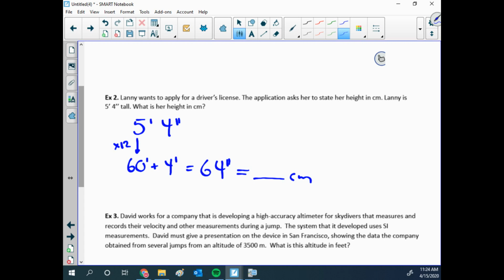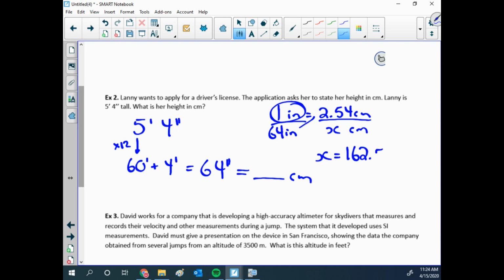And I can use the same conversion factor as before, that I know in 1 inch, there are 2.54 centimeters. So if Lanny is 64 inches tall, how many centimeters is she? And so to set that up, I cross multiply and divide. And so she would be about 162.56 centimeters. Again, if you round that, I'm not going to be too picky. All right.